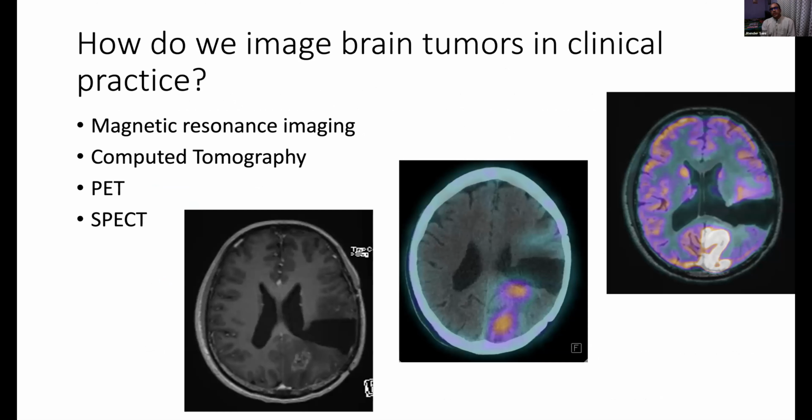How do we image brain tumors in clinical practice? We do MRI, and CT scans, which are more used in the emergency setting, then PET, which is more often used after treatment, and SPECT. In India, a lot of SPECT is done in the post-treatment situation because it's relatively cheaper and more available compared to PET scanning.